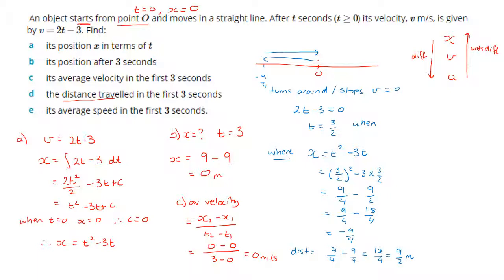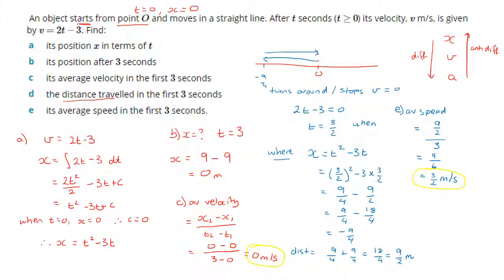Then if we want to work out average speed, average speed is equal to our distance divided by the time. So that's going to be the same as 9 over 6, which would give us 3 over 2 meters per second. Notice that the average speed that we had here is different to our average velocity. They are two different things.